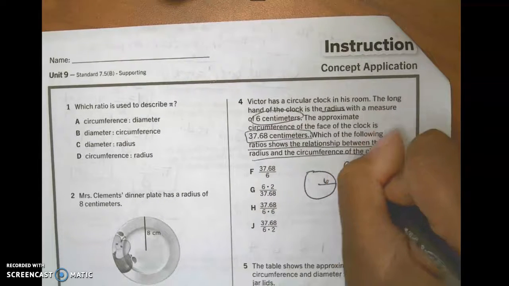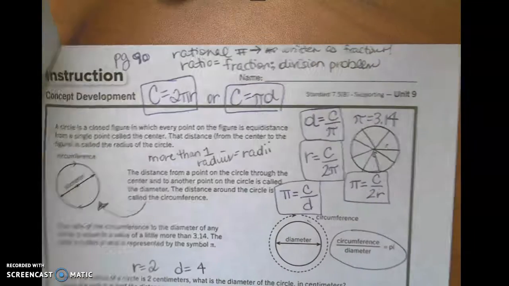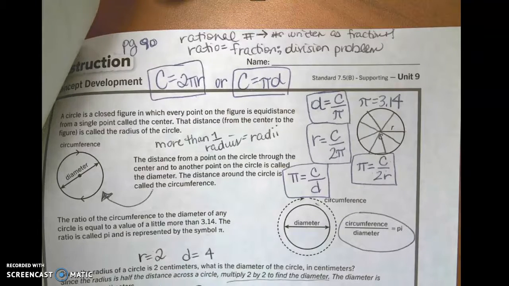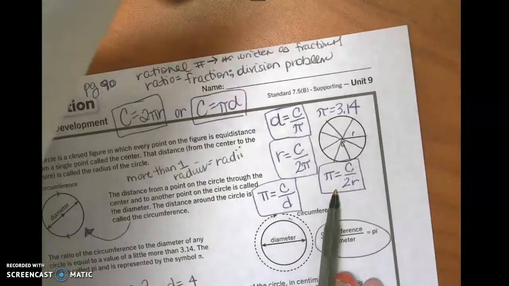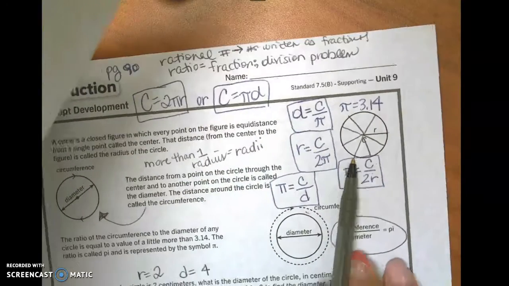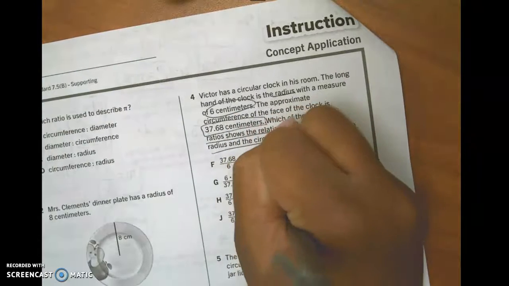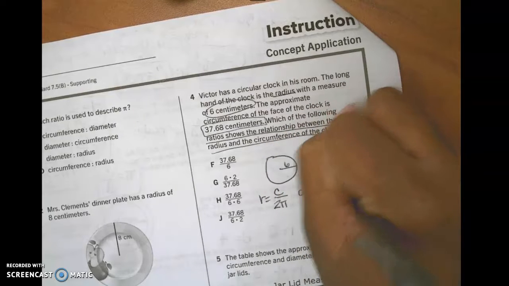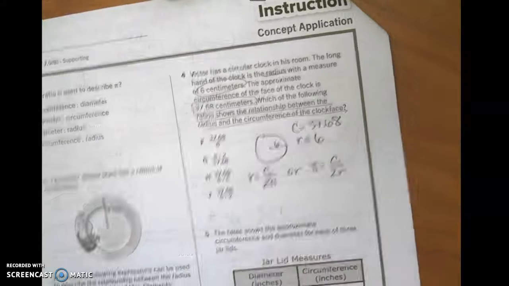Which of the following ratios shows the relationship between the radius and the circumference of a clock face? So I need C and R. Go back to your equations. Which one has a C and an R? R equals C divided by 2 times pi, or pi equals C divided by 2 times R. Okay, so I need R equals C over 2 pi, or pi equals C over 2R. All I'm doing is switching the R and the pi.